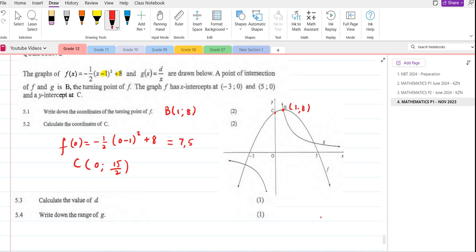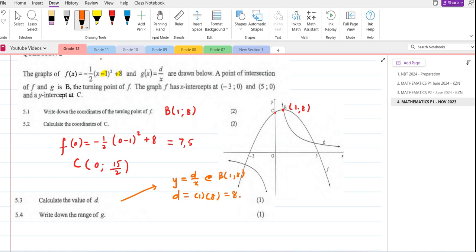So to find the value of D, we can say y is equal to d over x at B, which is (1, 8). So you can just say x times y. D is equal to x, which is 1, and y is 8, and 1 times 8 is 8. So the value of D is 8. Right, so we got the answer for D.